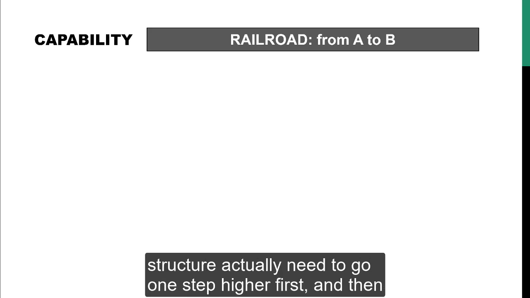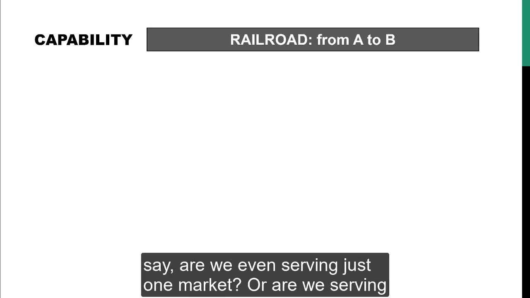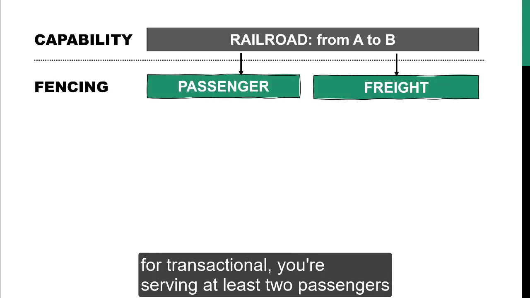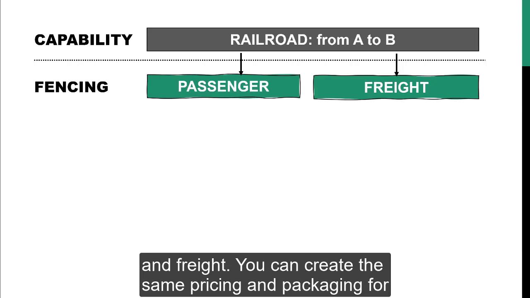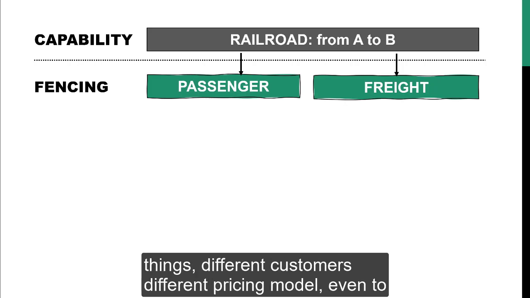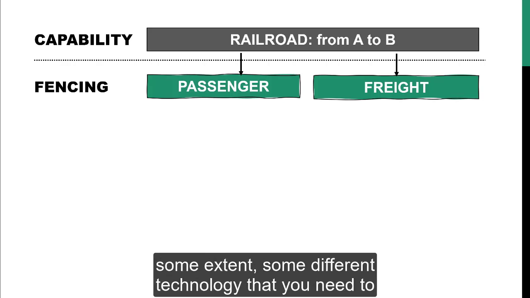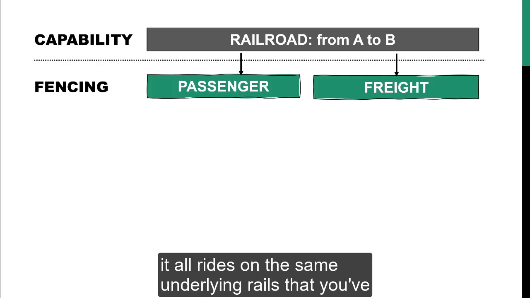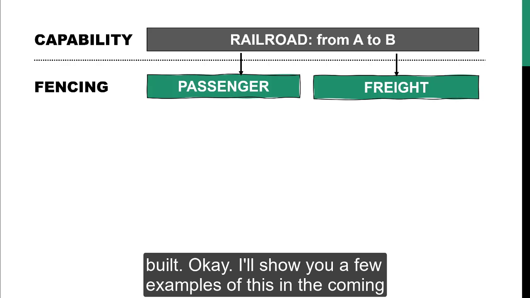You need to go one step higher first and ask, are we even serving just one market, or are we serving several markets with this capability or technology? For trains, you're serving at least two: passengers and freight. You can't create the same pricing and packaging for passengers and freight. They're two distinctly different things. Different customers, different pricing model, even to some extent different technology that you need to apply in order to serve these two markets, even though it all rides on the same underlying rails that you built. I'll show you a few examples on this in the coming slides.